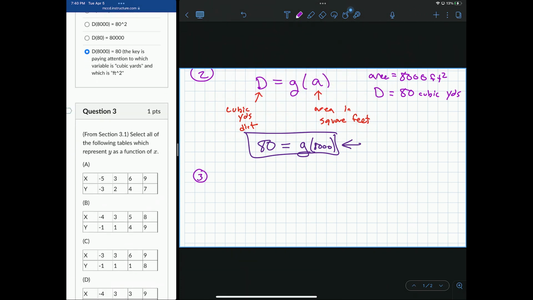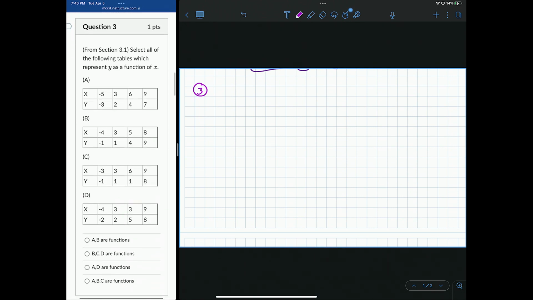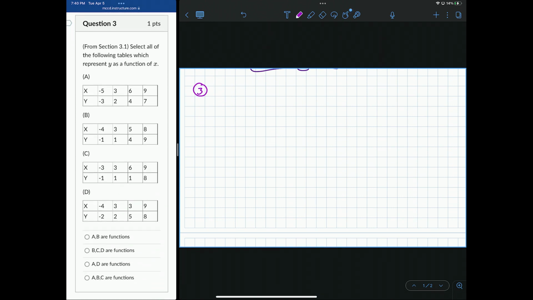Question 3 from section 3.1 as well. Select all of the following tables which represent y as a function of x. So the key here is actually that definition that we looked at, remember? Function is going to mean no repeated x values, right? The first entry in the pair cannot be repeated. So you just look at the x's and see which ones are repeated.